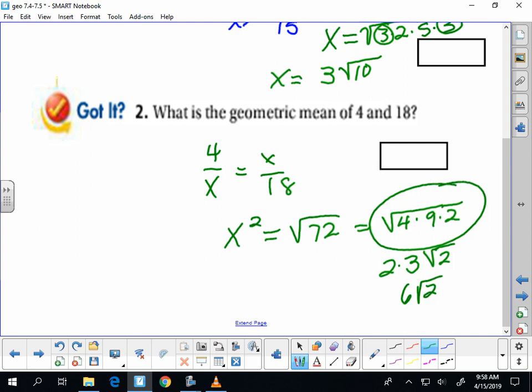Now, I could have broken that 4 down into 2 times 2 and the 9 down into 3 times 3 and pulled out, there's 2 under, I take 1 out. And you can do that if you want. We are randomly going to try a couple other geometric means. Give me some numbers. Let's try some.